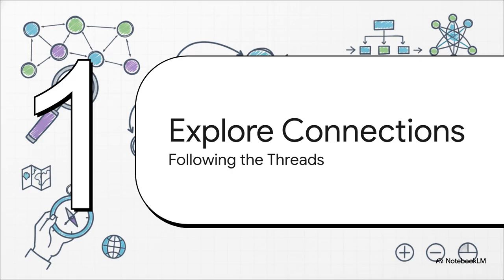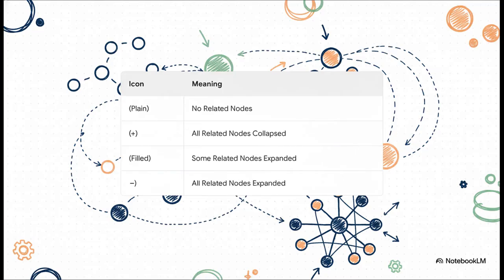All right, we've got the lay of the land. Now for the really fun part, the actual exploration. This is all about following the threads and discovering how all your items are actually connected. This is where the magic happens, where you get those aha moments. Now, to navigate like a pro, you've got to learn to read the signs on the map. Each one of these items or nodes has a little icon that tells you its story. If it's plain, that's a dead end, no more connections. A plus sign means there are more relationships hiding underneath. A filled circle tells you you've opened some of them up, and a minus sign means you're seeing everything. It's a simple but really powerful visual language.